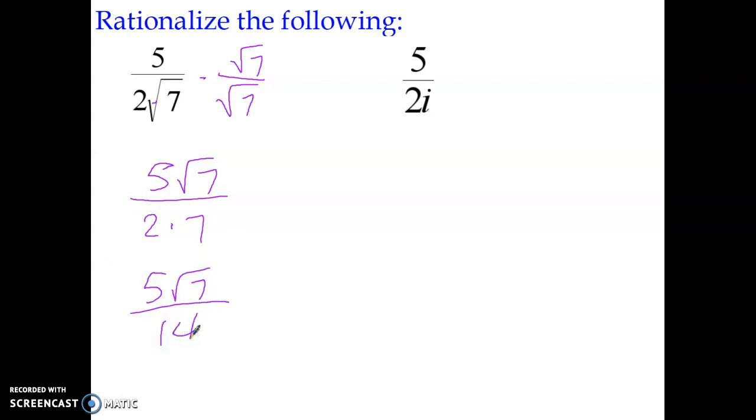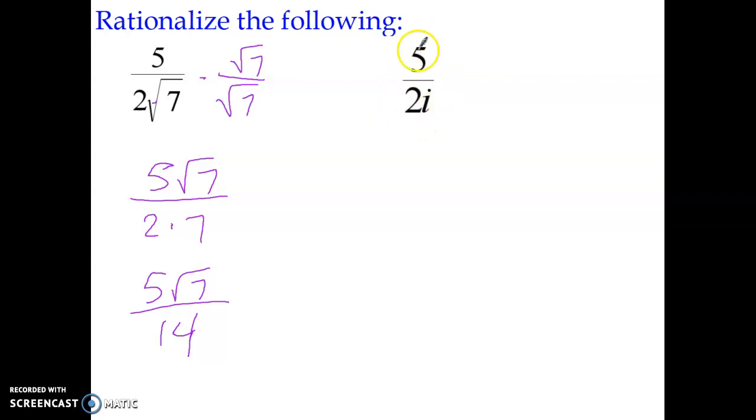And then we always want to look and see if there's anything we can cancel. So the 5 and the 14 are both outside the square root, but nothing cancels. 7 is the only thing on the inside. And remember, we cannot cancel the 7 and the 14 because the 7 is inside a square root and the 14 is outside. So that is our final answer. It's rationalized. There's no square root in the denominator.